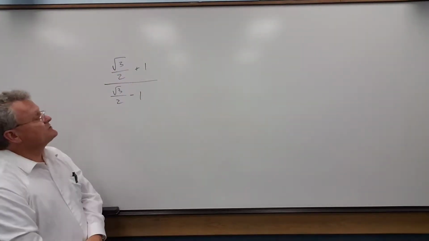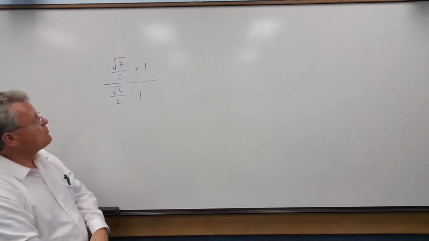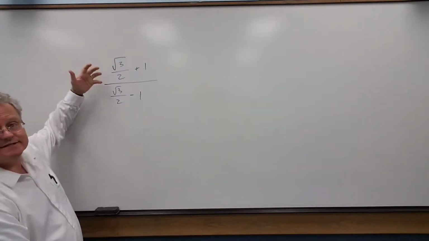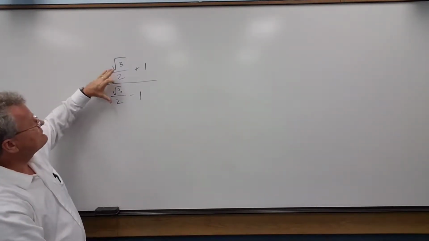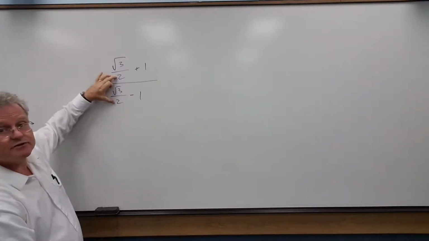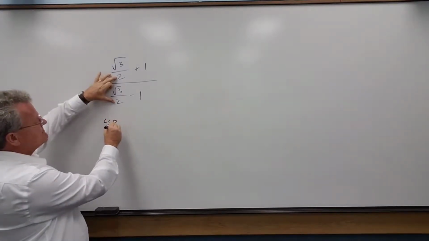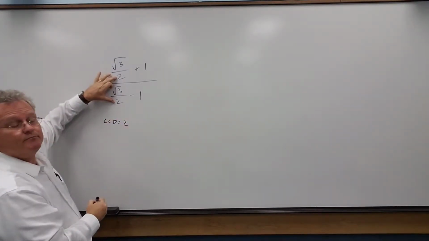Okay, what we're going to do here is simplify this complex fraction. Step one is to identify the least common denominator. So first look at all your denominators. These are our two denominators. Well, the least common denominator, they're both 2. So the least common denominator is 2.